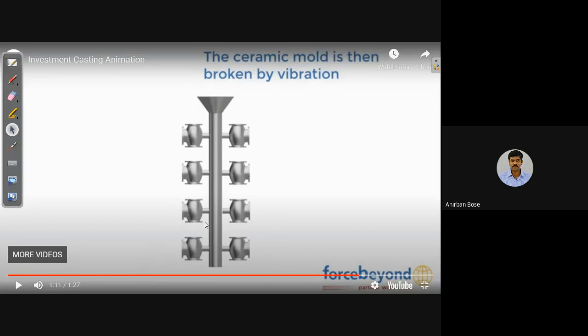And definitely you can see that your pattern is basically a single unit. This is basically your pattern. So what you have to do, you have to cut each and everything, this common runner, these individual gates, everything you have to cut, and finally you have to finish it. So you can see in this particular picture, a total of 8 patterns will be cast in a single go.